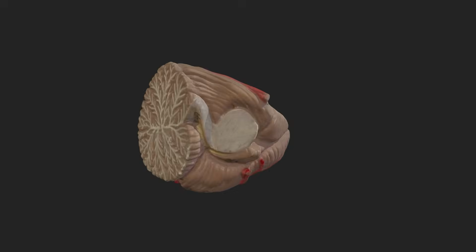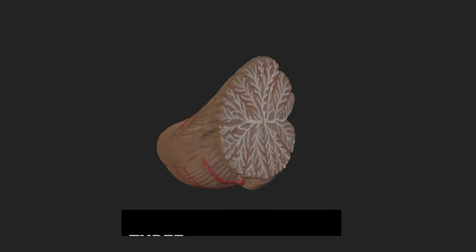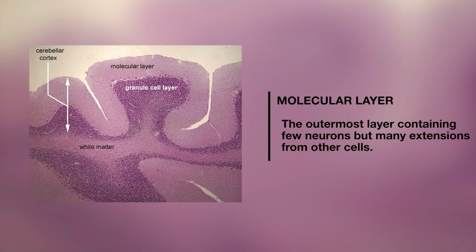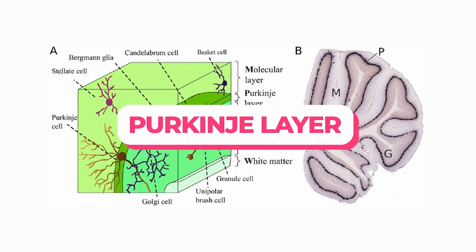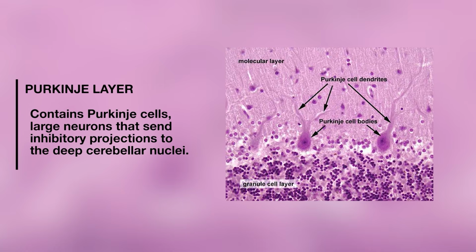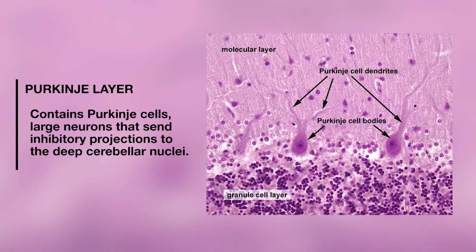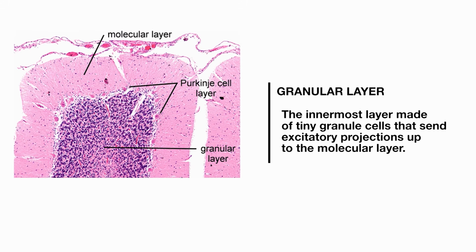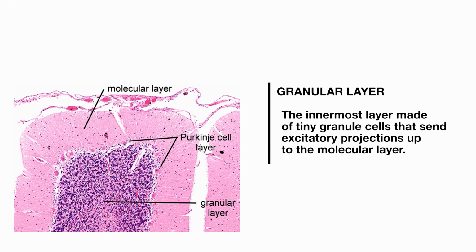Layers. The cerebellar cortex, which is the outer layer of the cerebellum, is made up of three distinct layers. Molecular layer: the outermost layer containing few neurons but many extensions from other cells. Purkinje layer: contains Purkinje cells, large neurons that send inhibitory projections to the deep cerebellar nuclei. Granular layer: the innermost layer made up of tiny granule cells that send excitatory projections up to the molecular layer.